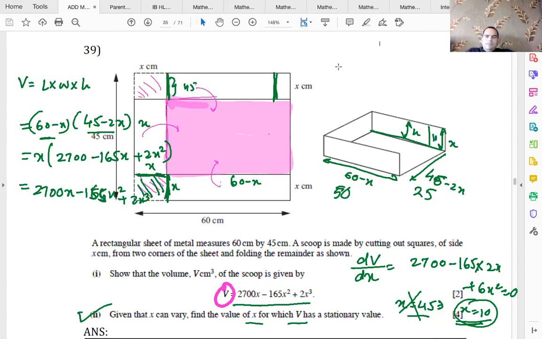So the volume of this shape that you've got here will be 50 times 25 times 10, which is 500 times 25, and which is 12500. So this is going to be the volume of this shape that will be stationary.